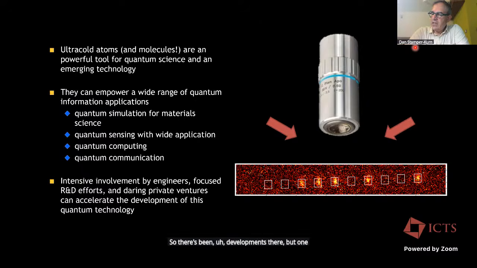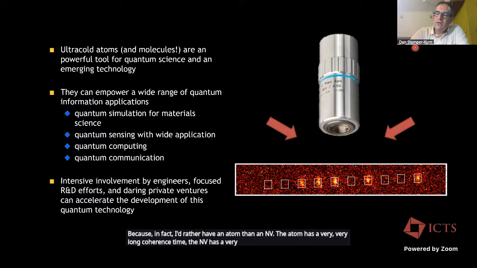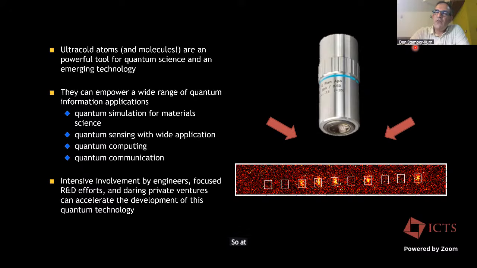But one of the things that's special about the NV center is not that it's particularly sensitive to magnetic fields. Because in fact, I'd rather have an atom than an NV. The atom has a very, very long coherence time. The NV has a very short coherence time. So atoms are more powerful magnetic sensors.